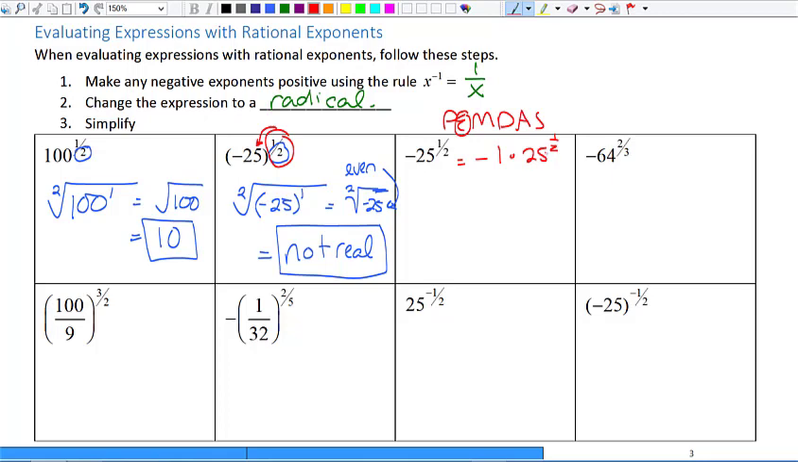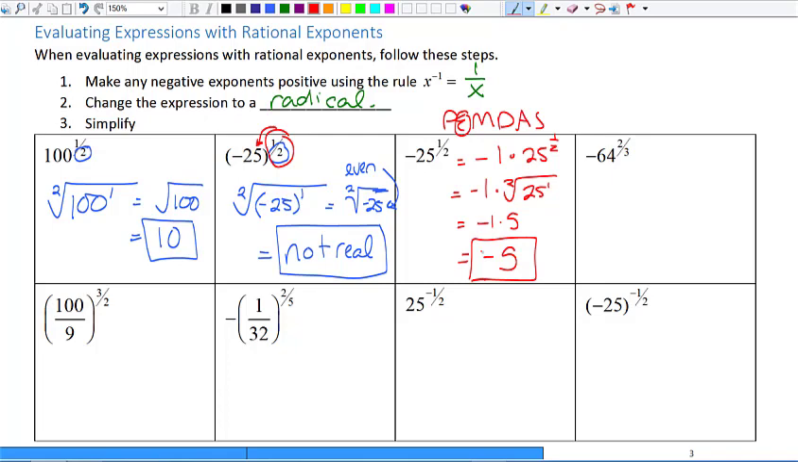So I can probably fill this one out. We have negative 1 times the square root of 25 to the 1. And the square root of 25 is just 5, so we have negative 1 times 5, which is just negative 5. Remember, if there's a negative out in front, the answer is just going to be negative, and that has nothing to do with being real or not real.